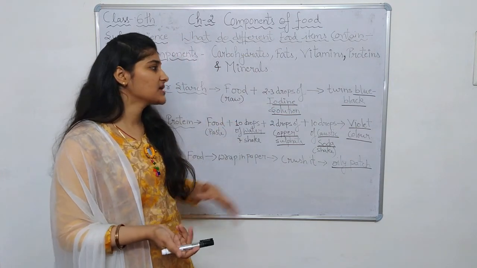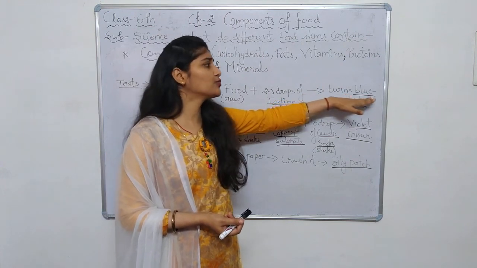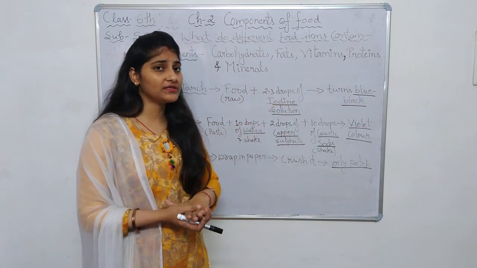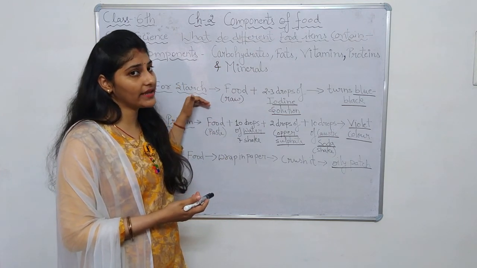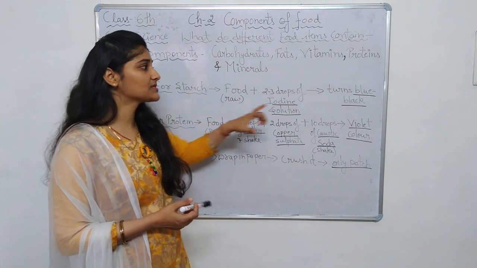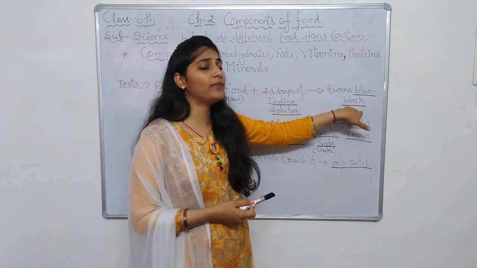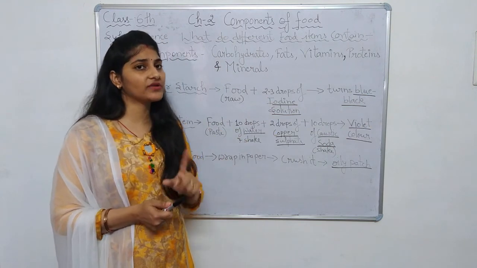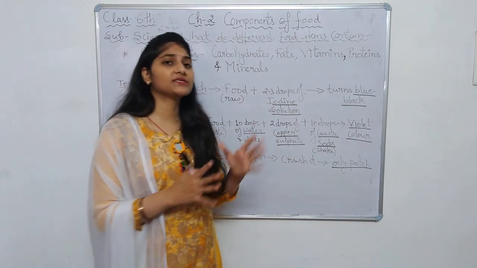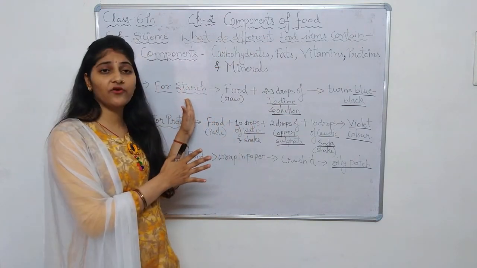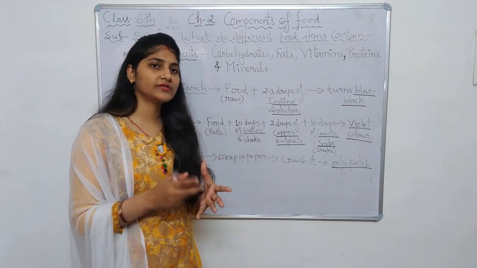If the potato changes its color to blue-black, that means the potato has starch in it. That means the change of color of potato to blue-black shows the presence of starch in it. Likewise, we can do the same test for starch in other food items also, whatever we like to test.